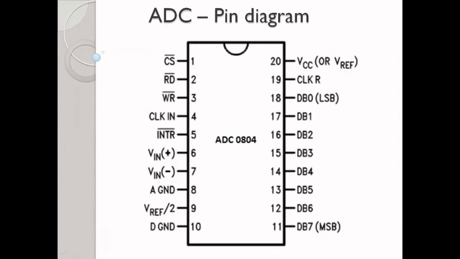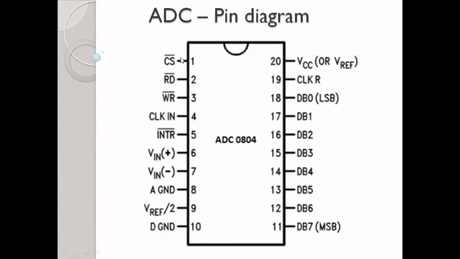Next we are going to see the pin diagram of the ADC. There are various ADC ICs available: ADC 0804, 0808, 0809, like that. I have selected ADC 0808. So here one is called VIN, that is the analog input. And the digital output is 8-bit, so DB0 to DB7. This is called digital output and this is called analog input.